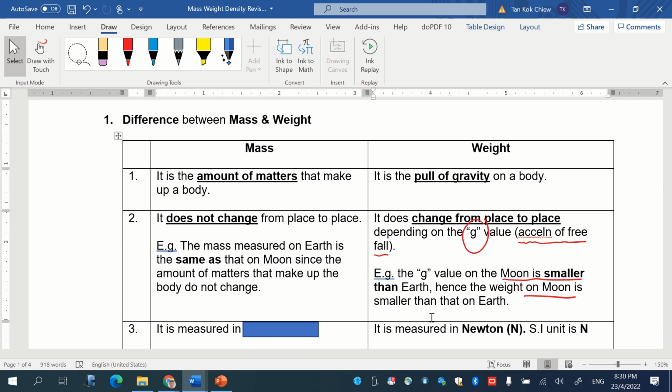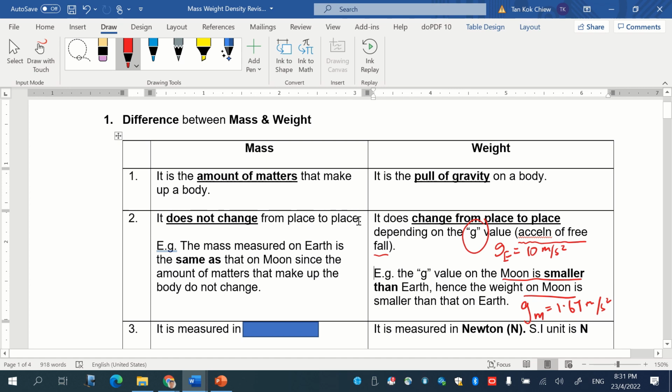Remember, what is the G value on Earth all the time? Our G value on Earth is always 10, right? The G value on Earth is always 10 meter per second square. All right, but the G value on Moon is always about 1.67 meter per second square. Okay, much smaller than that on Earth. And because this G value on Moon is so much smaller, when we measure weight of the same body on Moon, the measurement will be much smaller. Okay, so weight changes from place to place, but not mass.